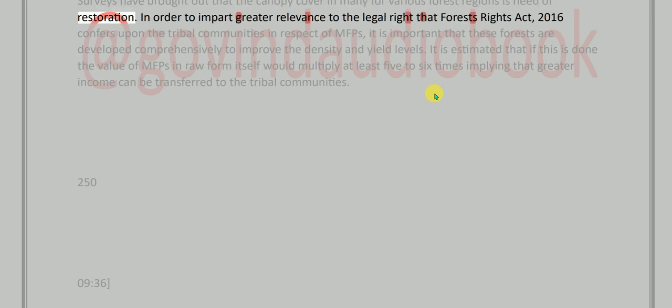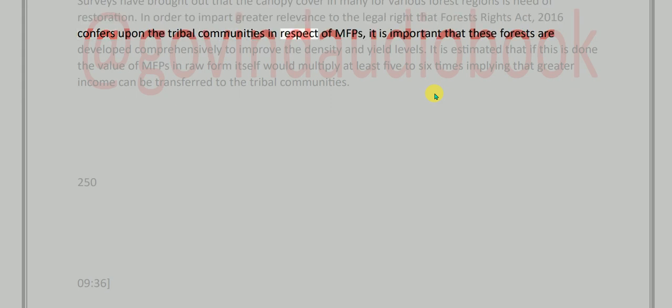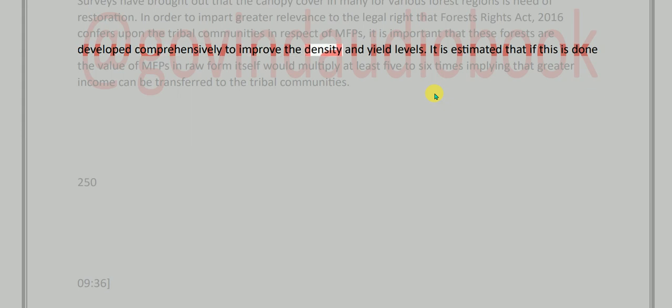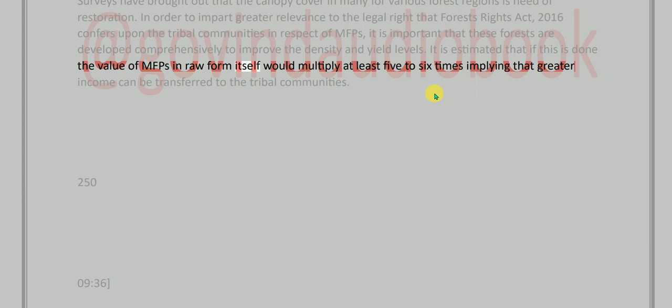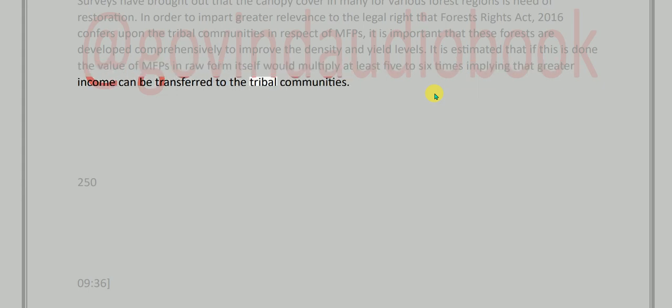In order to impart greater relevance to the legal right that the Forest Rights Act confers upon the tribal communities in respect of MFPs, it is important that these forests are developed comprehensively to improve the density and yield levels. It is estimated that if this is done, the value of MFPs in raw form itself would multiply at least 5 to 6 times, implying that greater income can be transferred to the tribal communities.